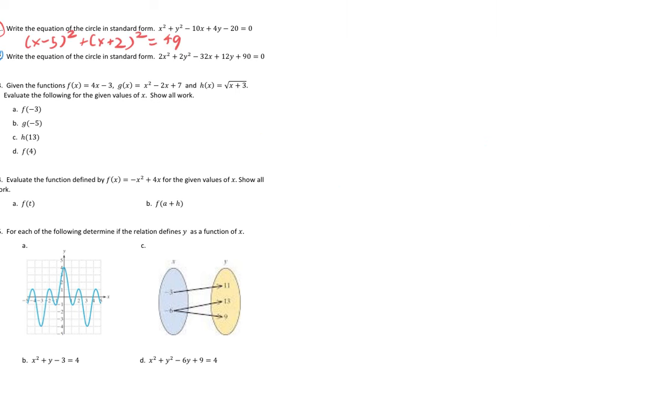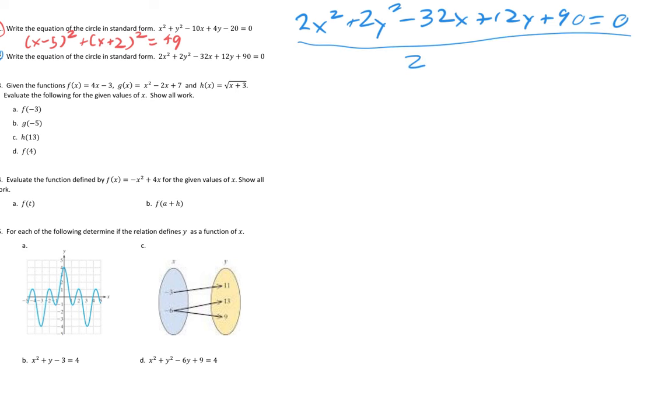Okay, now looking at number 12, we want to write this equation in standard form: 2x squared plus 2y squared minus 32x plus 12y plus 90 is equal to 0. We can kind of see that everything is divisible by 2, so we're going to go ahead and divide everything by 2 just to make our life a little bit easier. So x squared plus y squared minus 16x plus 6y plus 45 is equal to 0.